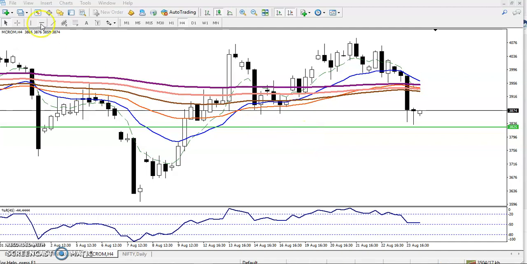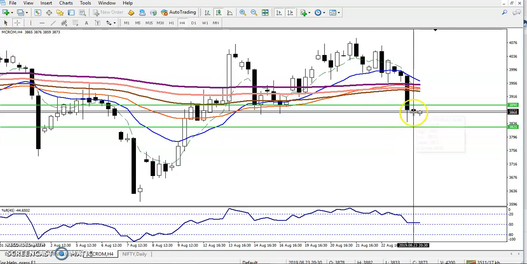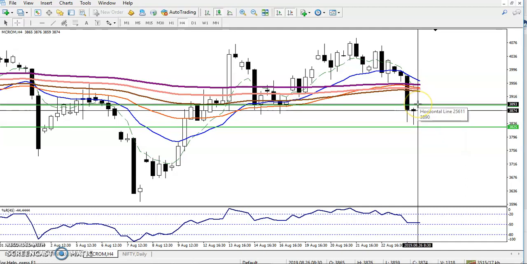Now let me draw another horizontal line for the buy. Here we have this hammer pattern, and I place this horizontal line just above it, like 13 or 14 points above. The hammer's high point is 3882, and I place 3890, so 18 points above, right? If price breaks this level, I'll definitely go for buy.